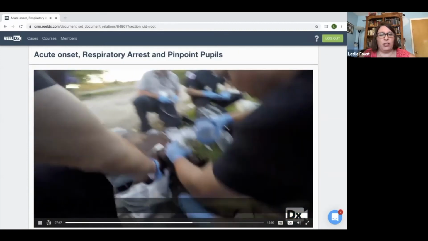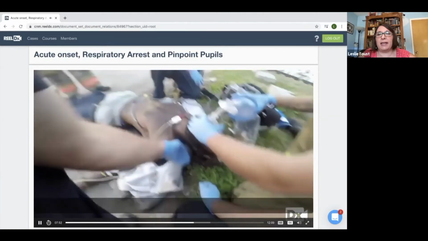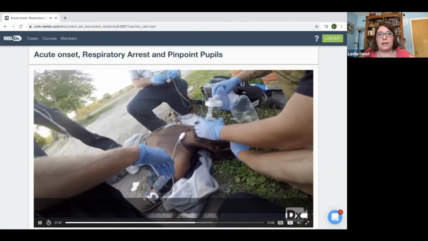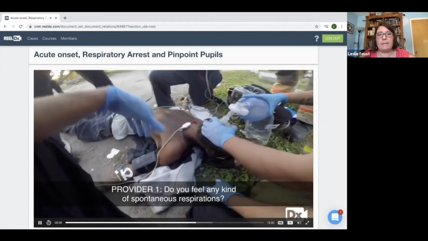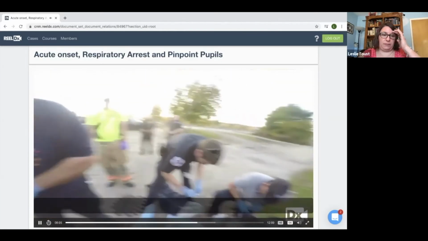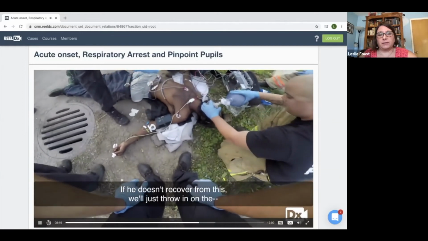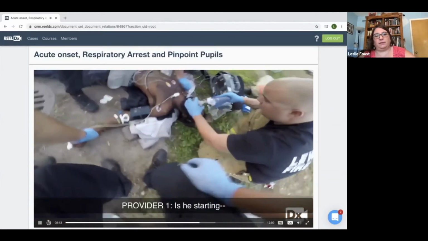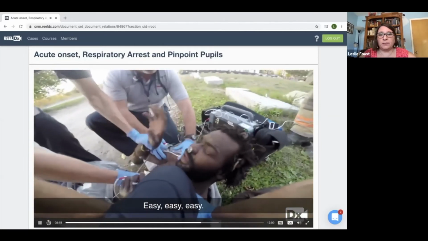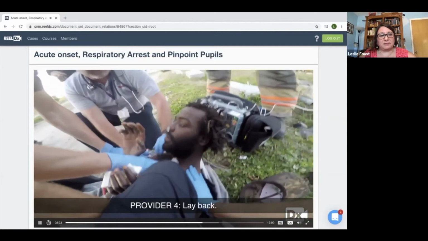Yeah, Nora, they're looking at that end tidal as well. Look at that. They're repositioning the airway. I think he's bagging a little faster for him. Getting a 12 lead. Covering spontaneous respirations. Guy's getting that. If he doesn't recover from this, we'll just throw him on the. Oh, there it is. Easy. You're all right. Relax.